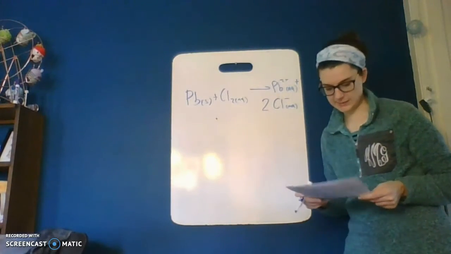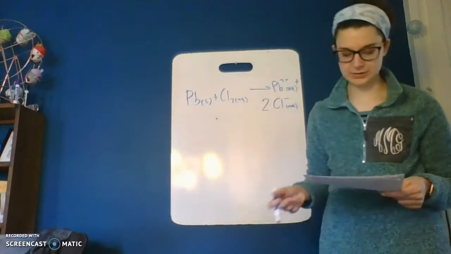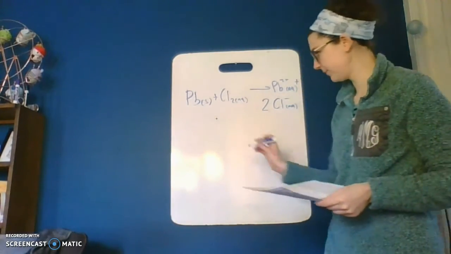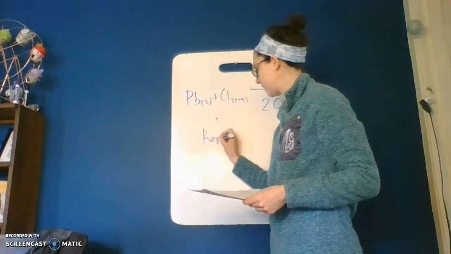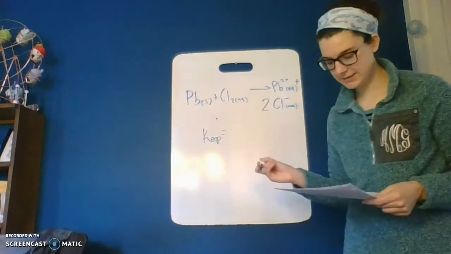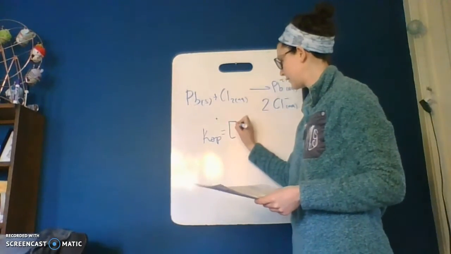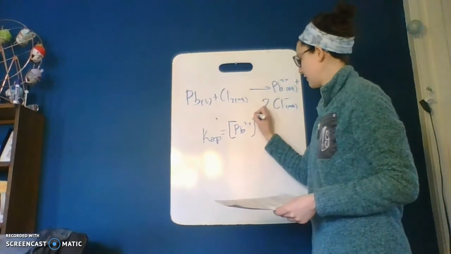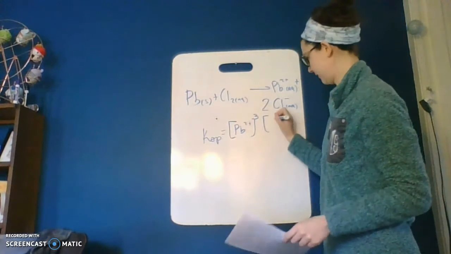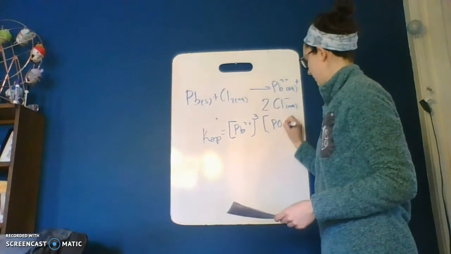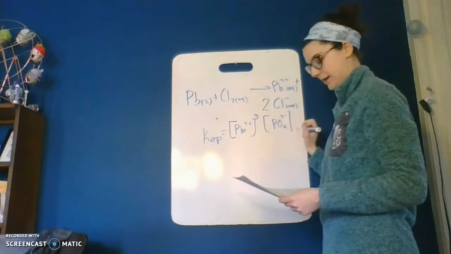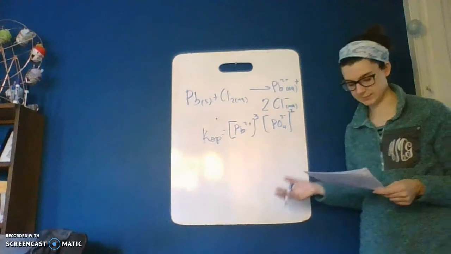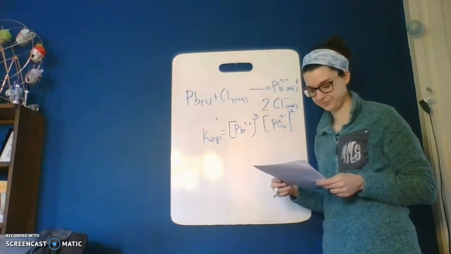Part B, we want to write the Ksp expression for the dissolution of lead 2 phosphate. So looking at that bottom equation that involves lead 2 phosphate, remember Ksp does not include solids or liquids. So my expression is going to be the concentration of Pb2+, coefficient of 3, that means I'm going to cube it, times the concentration of phosphate, and that has a coefficient of 2, so I'm going to square it. So this is my Ksp expression for that second equation.